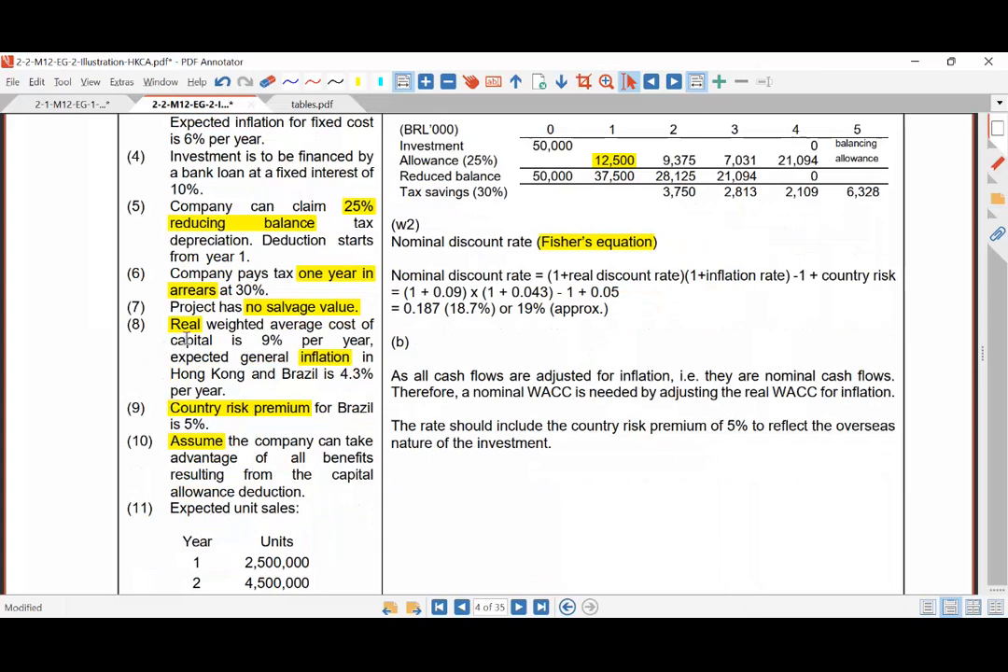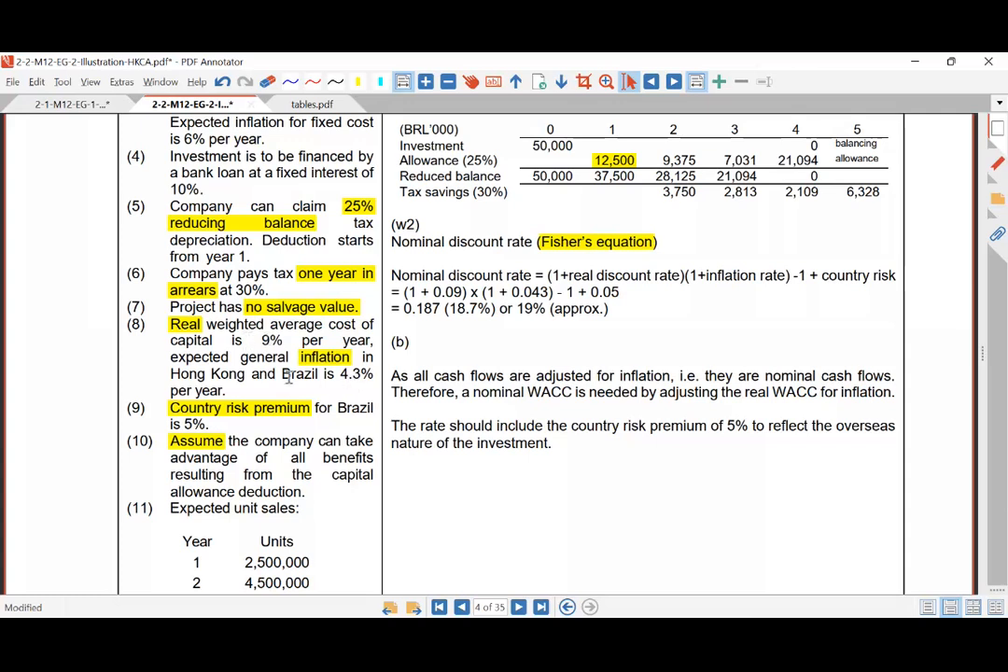It says that the real cost of capital is 9%. Since there is inflation, we have to change this to nominal using Fisher's equation, and the inflation is 4.3%. So we can always calculate the nominal.